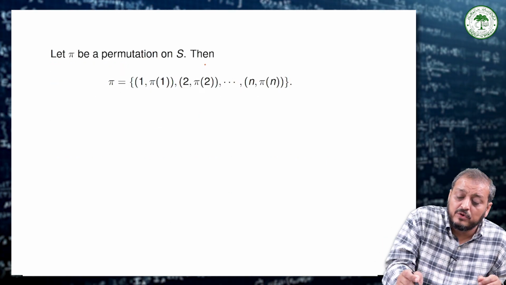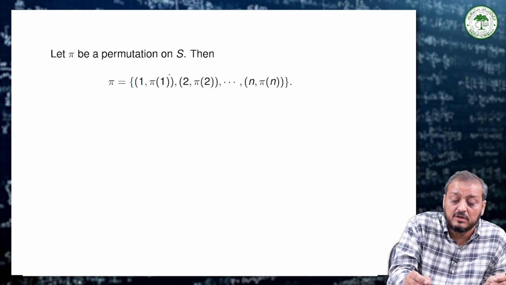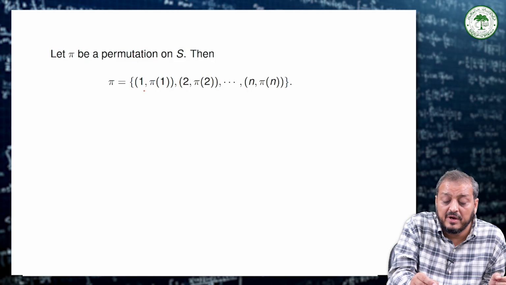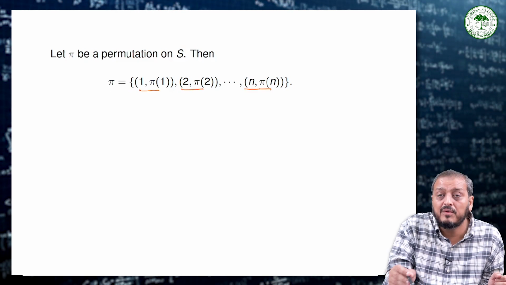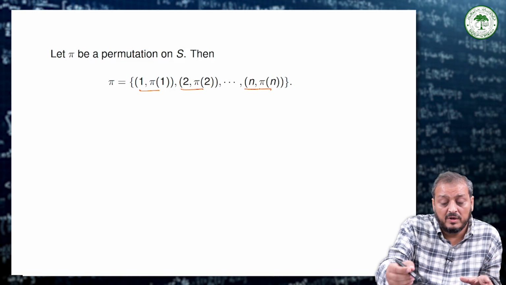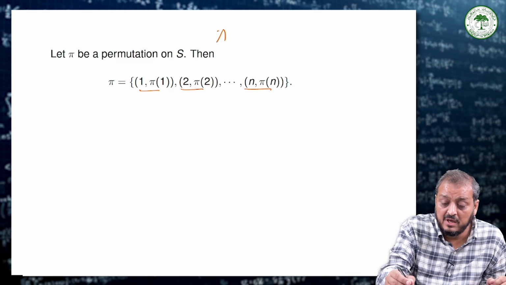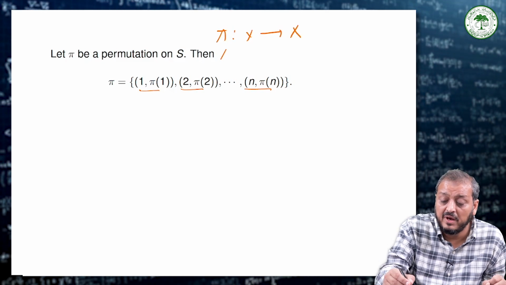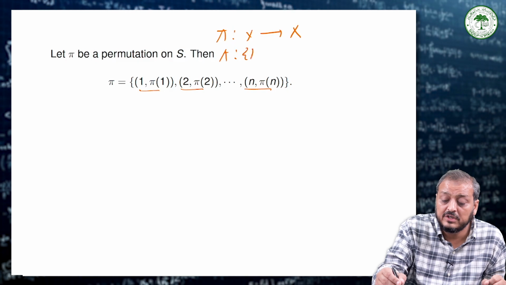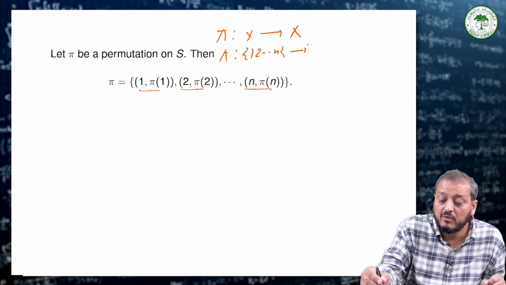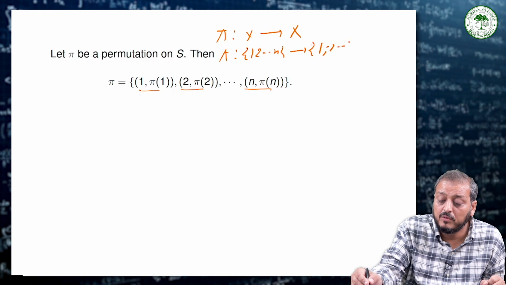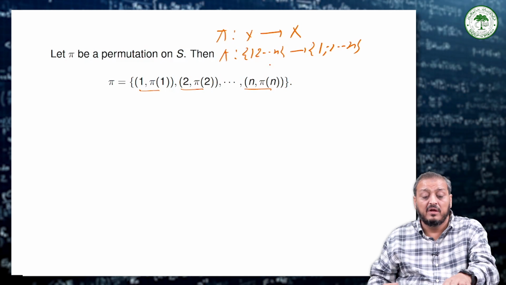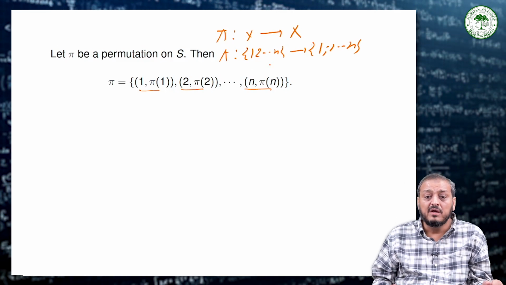So, let pi be a permutation on S. If pi is a permutation of S, then we can write it as a set of the form (1, pi 1), (2, pi 2), up to (n, pi n). That means pi is a function from X to X. In this case, we take pi from the set 1 up to n to the set 1 up to n. Then the elements of pi can be written in this form.